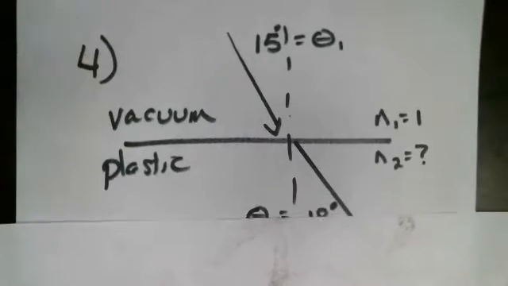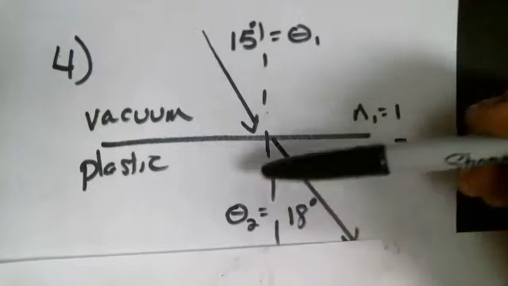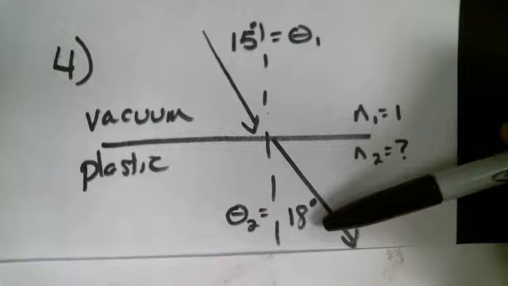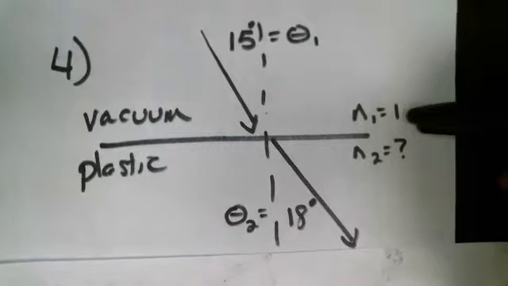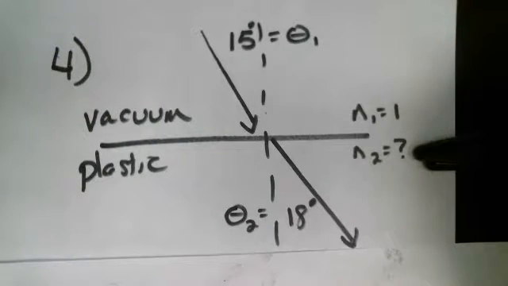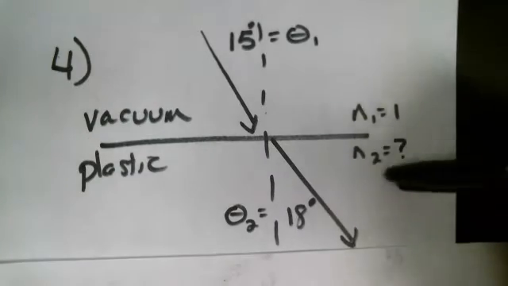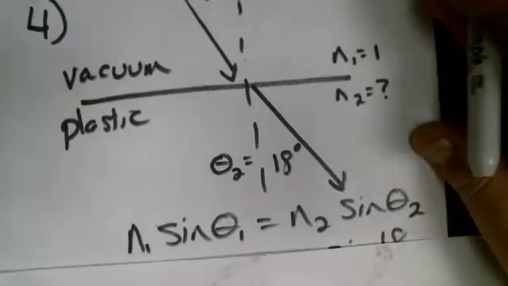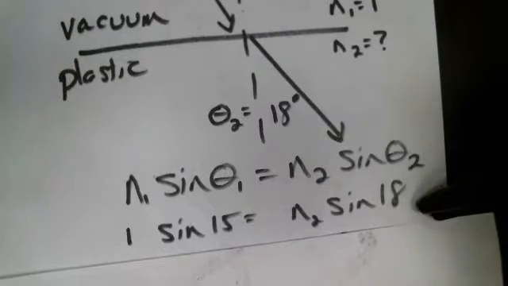Question number 4. We have light going from a vacuum into some kind of plastic. The angle of incidence is given to us as 15. The angle of refraction, or the second angle, is 18. We know the index of refraction for vacuum. We're going to try to figure out the index for the plastic. So this is in the second material. It's going to be paired up on the same side as the angle in the second material. So we can see that over here. It's going to be on the right-hand side that we have the unknown paired up with the 18.